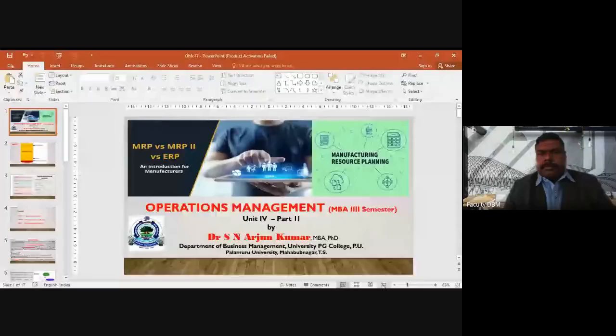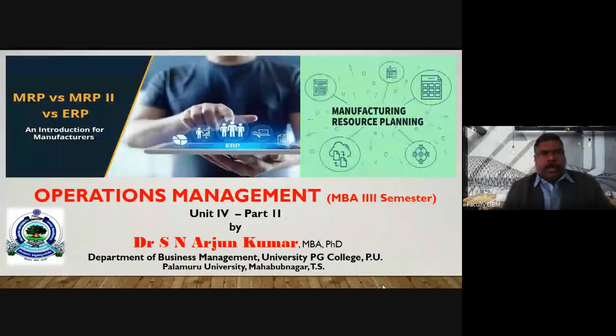Today in class we are going to see MRP versus MRP1, MRP2, MRP3, that is nothing but ERP. So MRP is material requirement planning, that is MRP1. MRP2 is manufacturing resource planning, and ERP is enterprise resource planning.